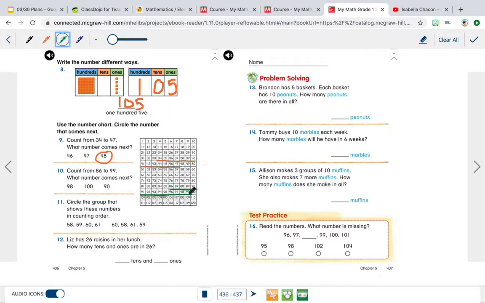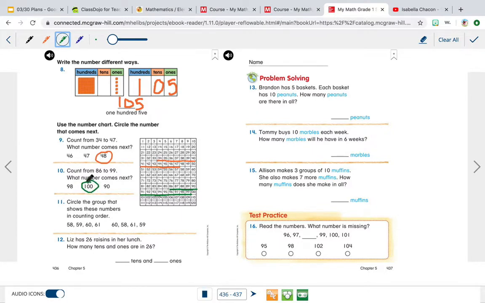Now, what number comes next? We know it's not 98 because 98 comes before 99. Is it 100? Let's see. Here's 99. Let's look what the next number is. It's 100.